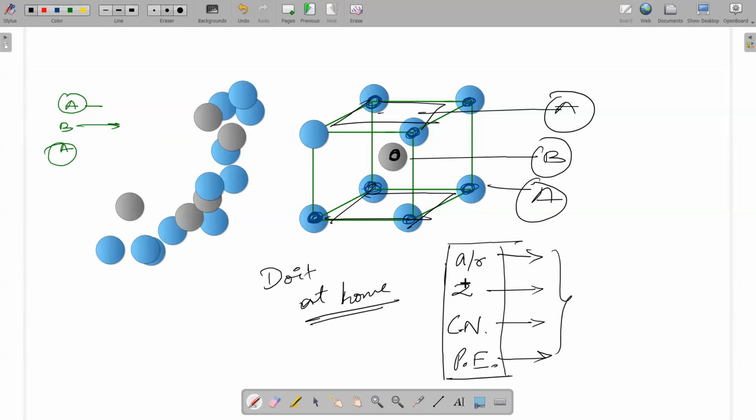So we have to find Z, right? Yeah, and you also have to find packing efficiency. These 4 things, try it. I will explain everything, but you can try it at home. You just have to imagine A and R.